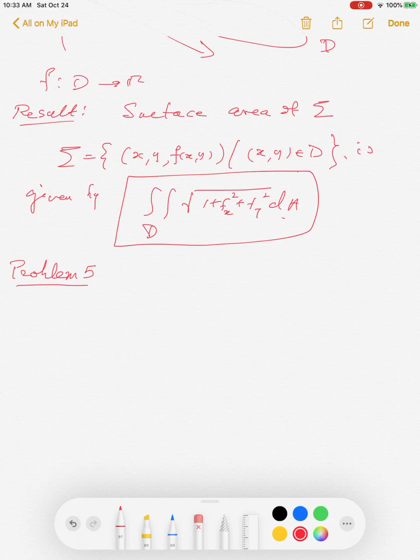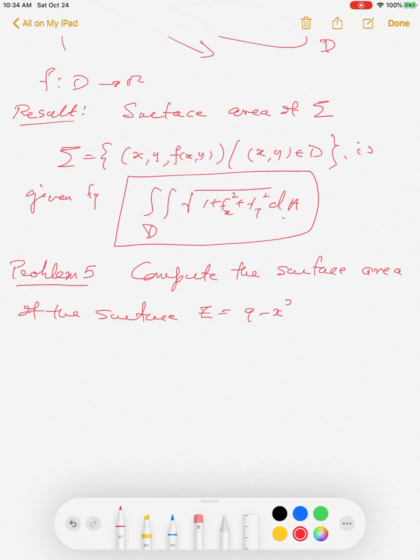So I think this is problem 5. So compute the surface area of the surface z equal to 9 minus x square minus y square above the plane z equal to 5.